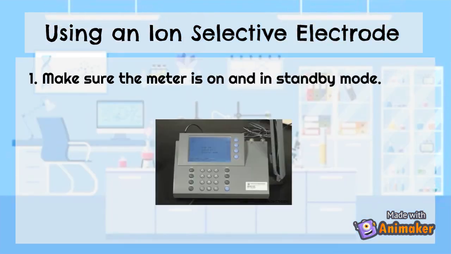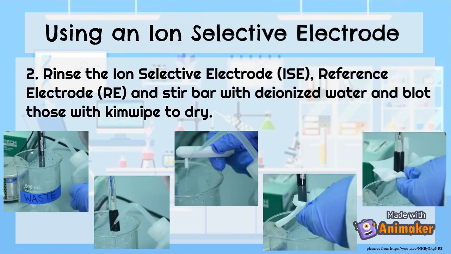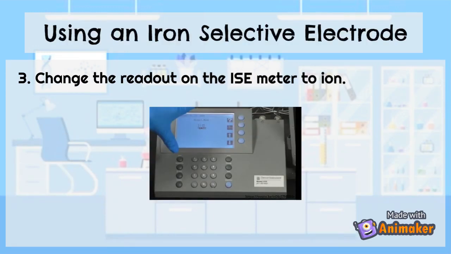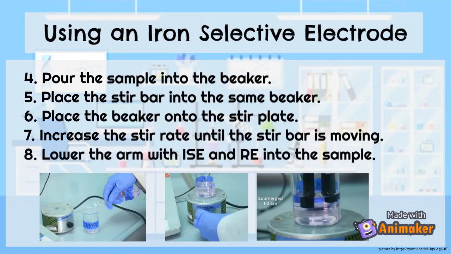Make sure the meter is on and in standby mode. Rinse and dry ion selective electrode, reference electrode, and stir bar. Change the read out on the ISE meter to ion. Pour the sample into the beaker. Place the stir bar into the same beaker and then place the beaker onto the stir plate. And then increase the stir rate until the stir bar is moving. And then lower the arm with ISE and RE into the sample.